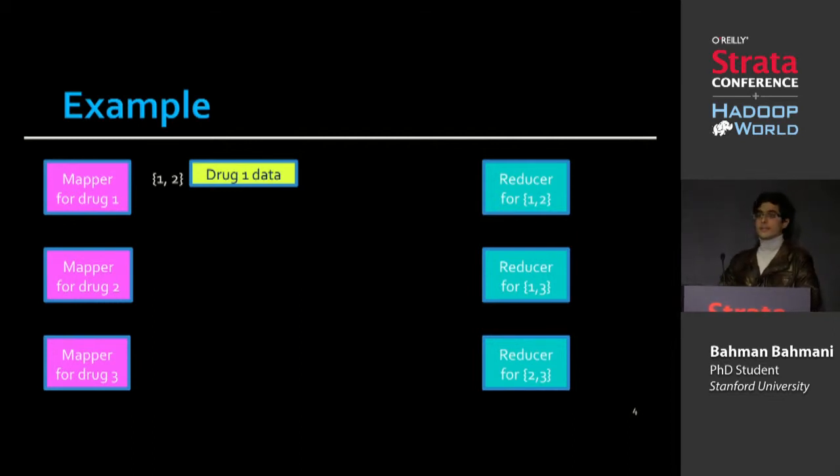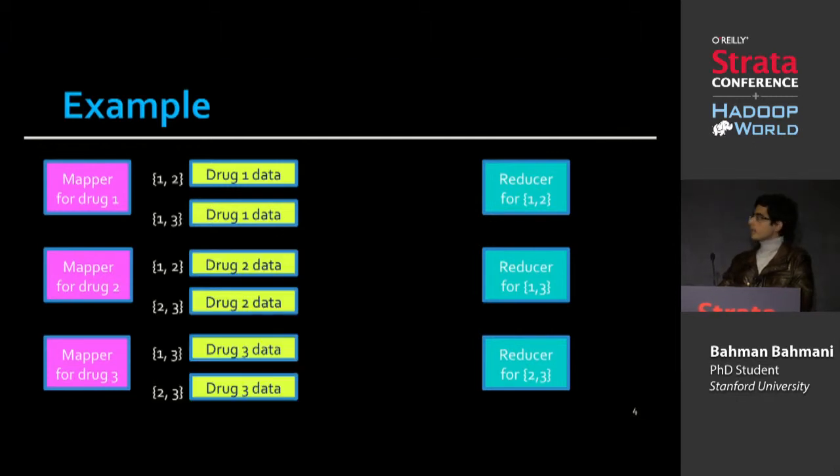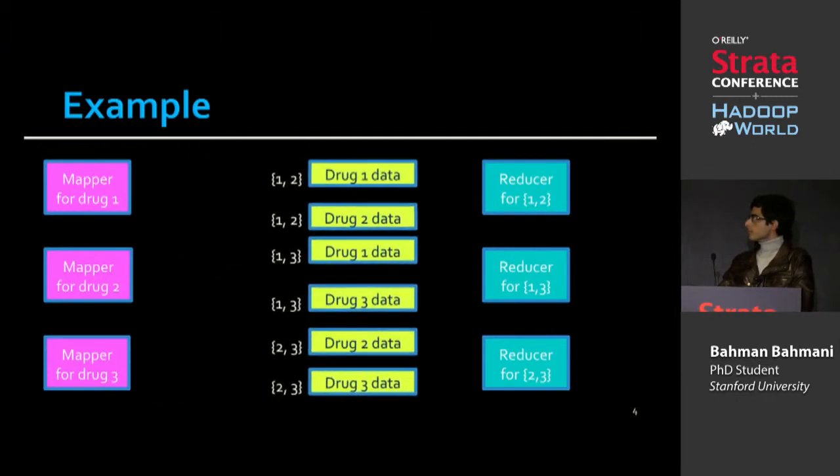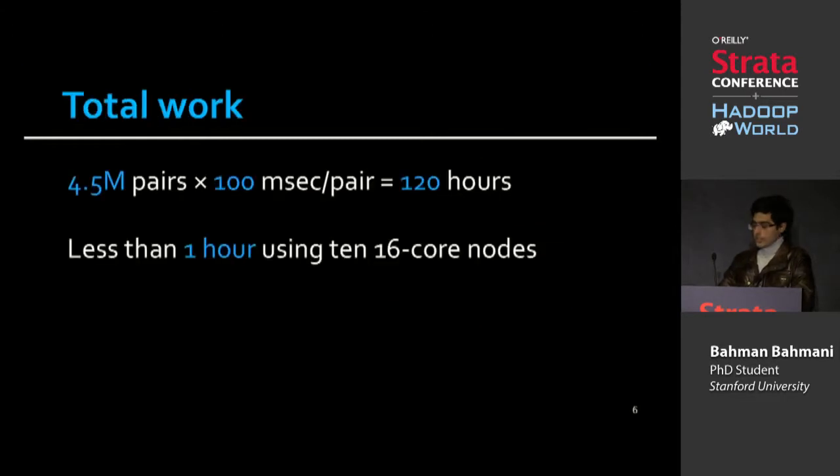So yeah, and then it also outputs the key (1, 3) and the drug 1 data. And similarly for the other mappers. And then the shuffle happens. And then the reducer receives these key-value pairs, and then they just do their job, okay? So it's a pretty simple algorithm.